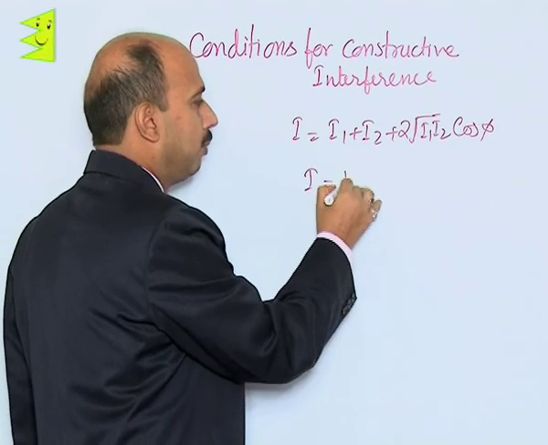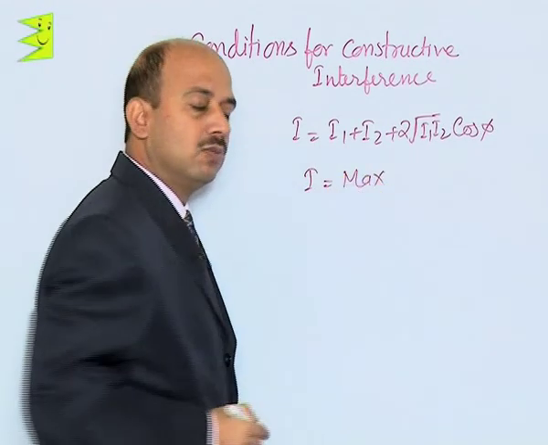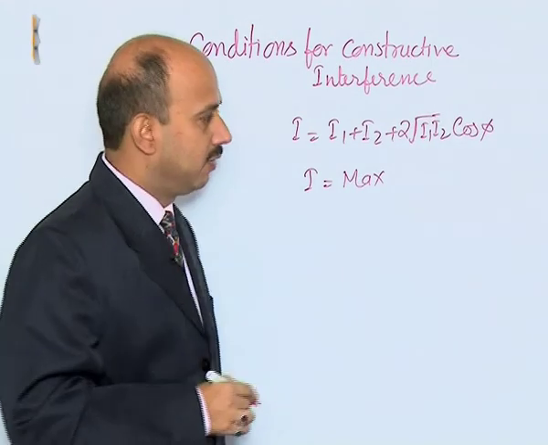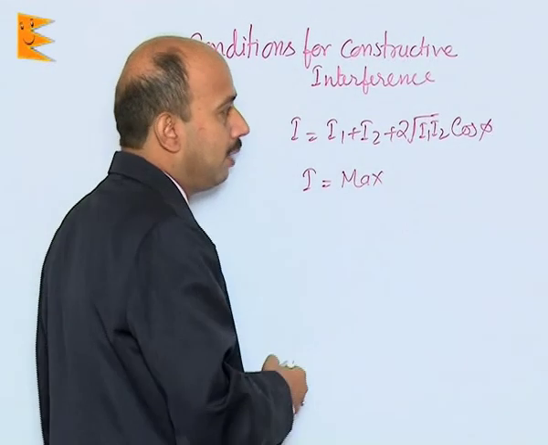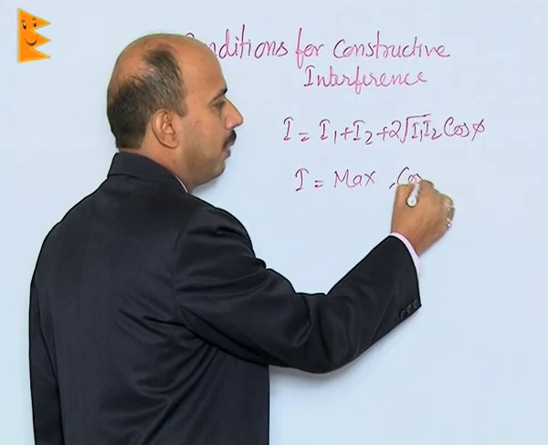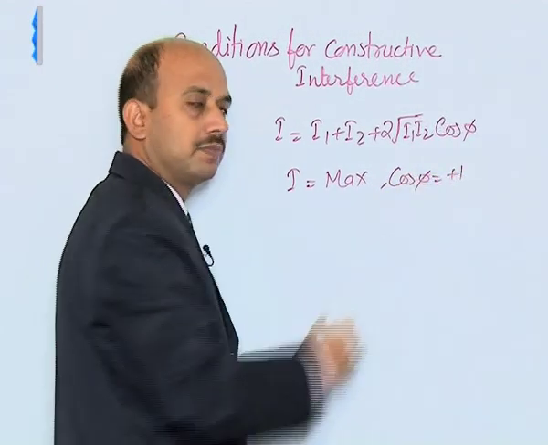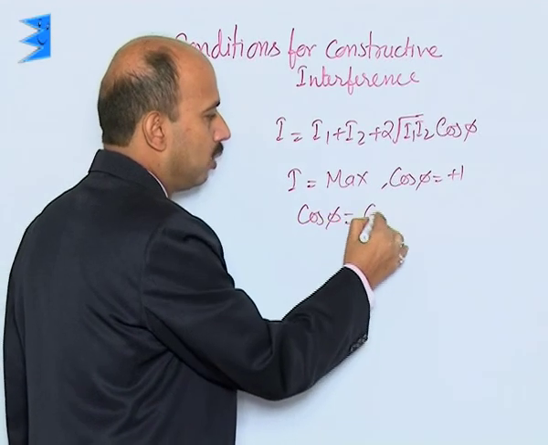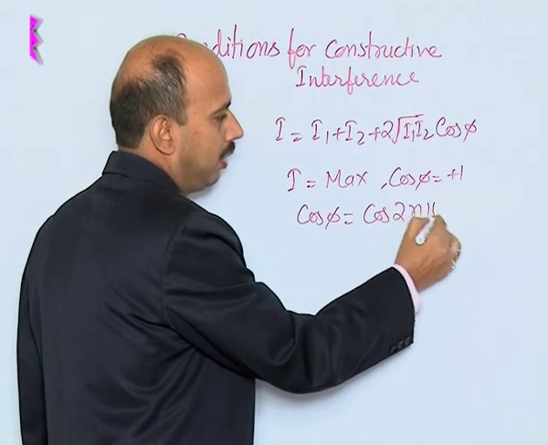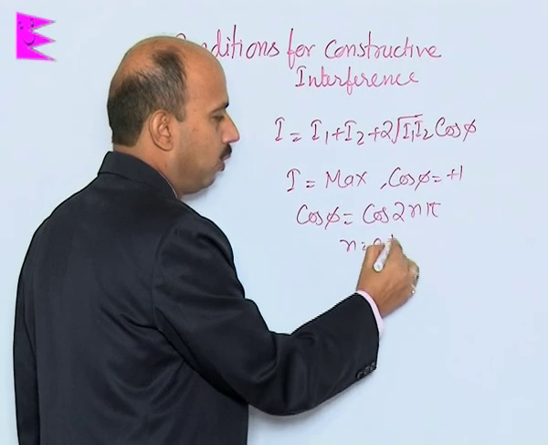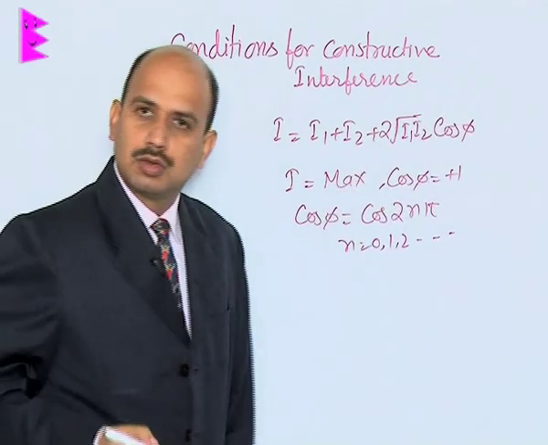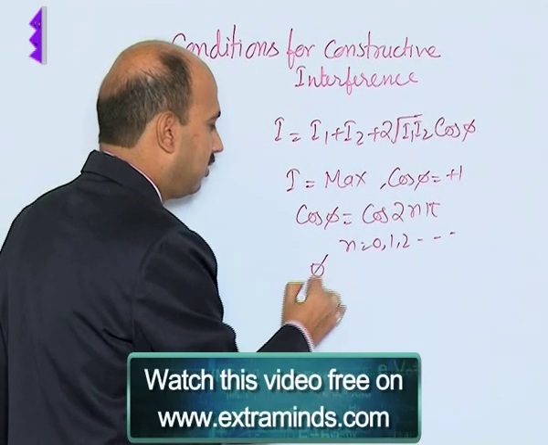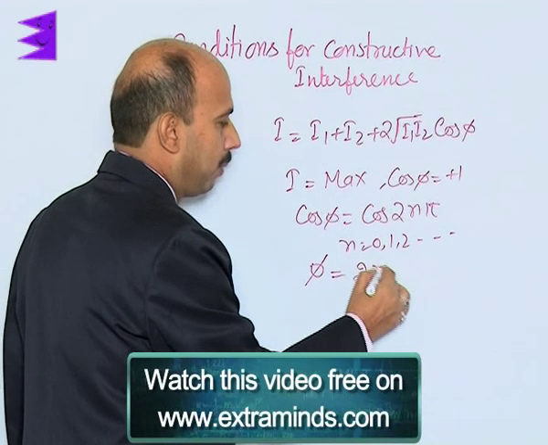That means I must be maximum. If I maximum is there, then we call it a constructive interference. For I to be maximum, cos phi should be plus 1. Cos phi can be plus 1 if cos phi is equal to cos 2n pi, where n is equal to 0, 1, 2 like this. So, we can write phase difference is equal to 2n pi.